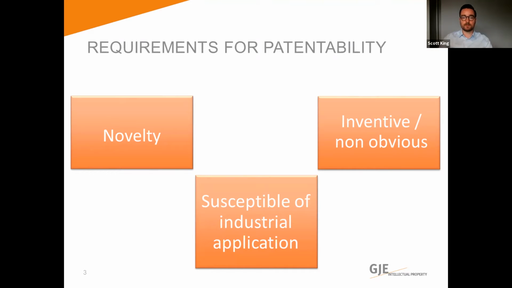Secondly, the invention needs to be inventive or non-obvious. And this is a harder hurdle to overcome than novelty. And this is whether your invention would be obvious to someone based on what is already known. And this can be a bit subjective. And a lot of a patent attorney's job is arguing with the patent office as to why their client's invention is inventive. And the final requirement is that the invention must be susceptible for industrial application.